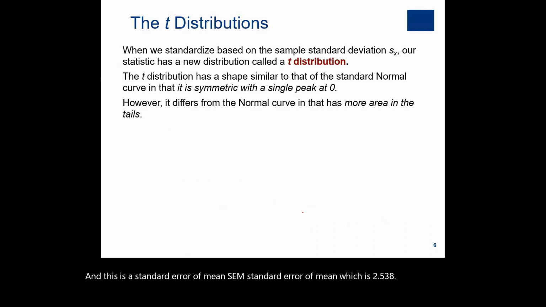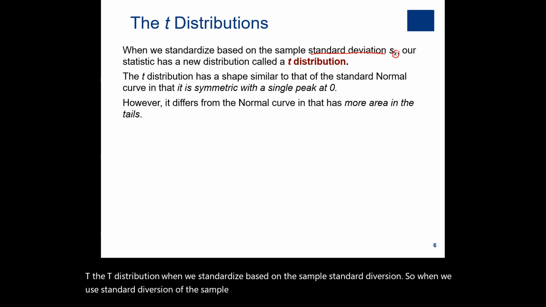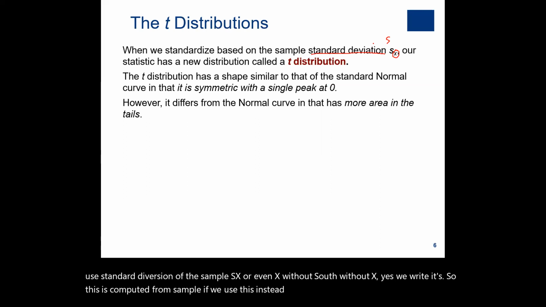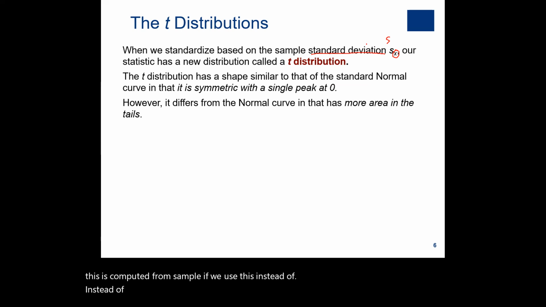The t distribution arises when we standardize based on the sample standard deviation. So when we use the standard deviation of the sample, Sx, or just S, which is computed from the sample, instead of sigma, then we get a new statistic. This statistic follows a t distribution.